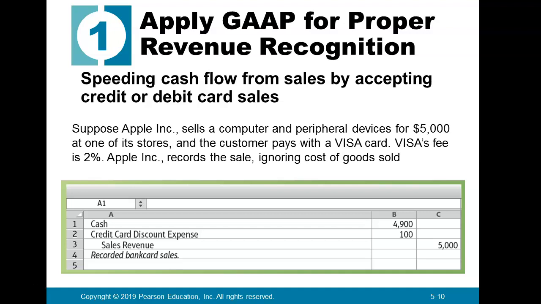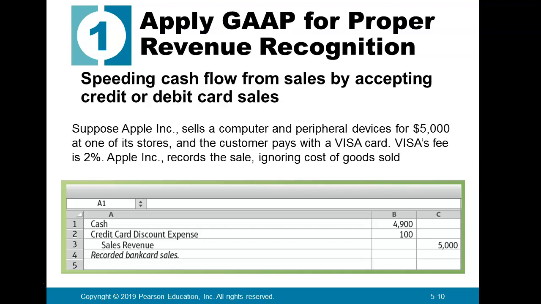And one of the things here is just giving you an idea of the real world application of understanding what's happening when you have to share part of your money that you're going to be getting. If you're going to offer the convenience of a debit or a credit card, you're going to have to pay the price of that. And that price is going to be a discount or a credit card expense.